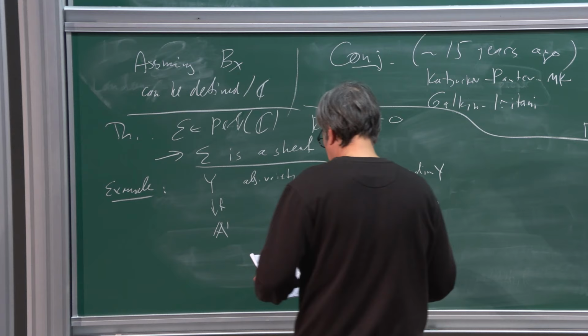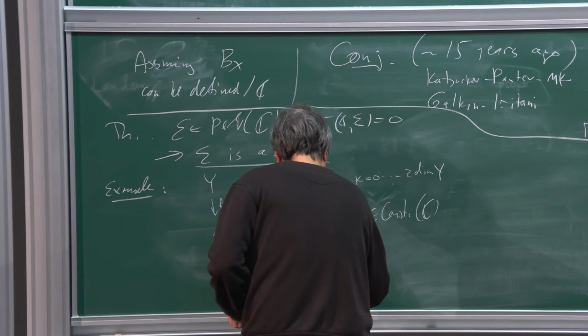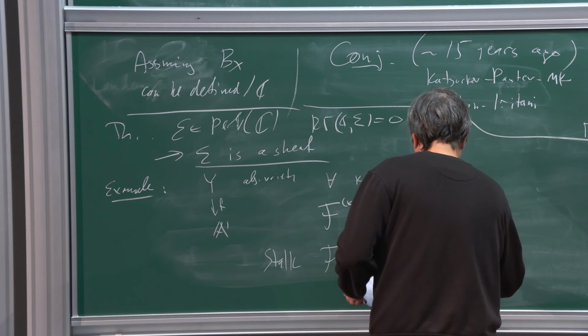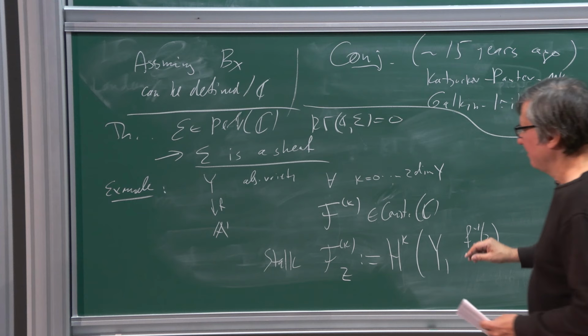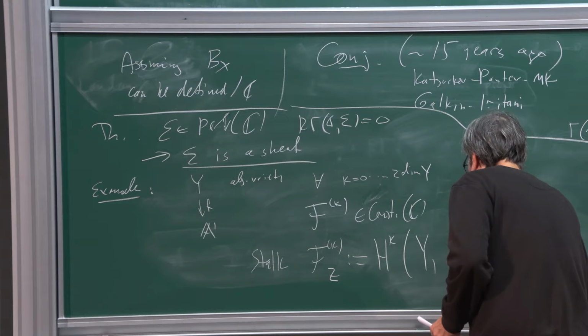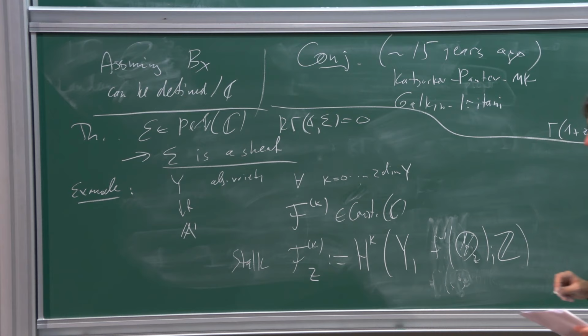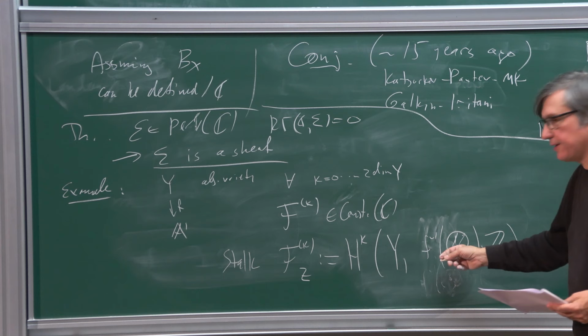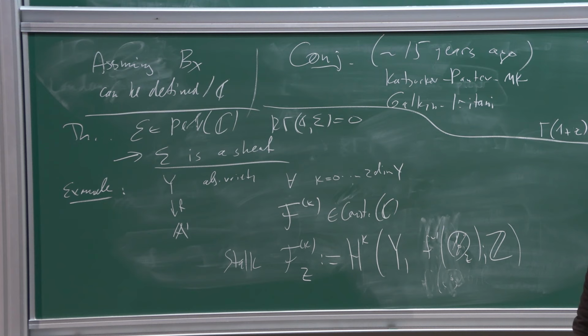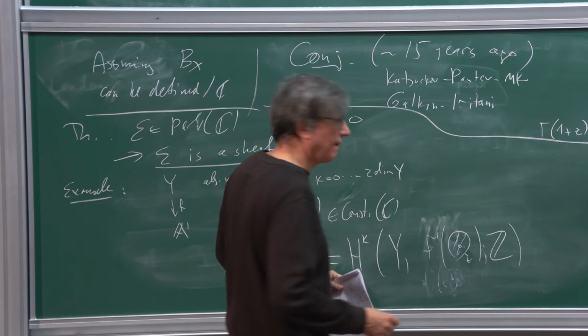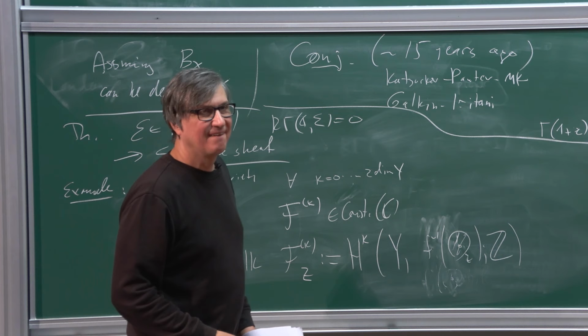The stalk at any point z will be the k-th cohomology of the pair (Y, f minus 1 of z), or you can replace it by f minus 1 of a little disk with center z. I think that is better: f minus 1 of a little disk centered at z, and take cohomology, let's say, with integer coefficients. It stabilizes.